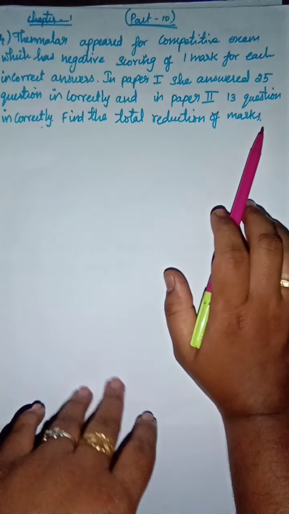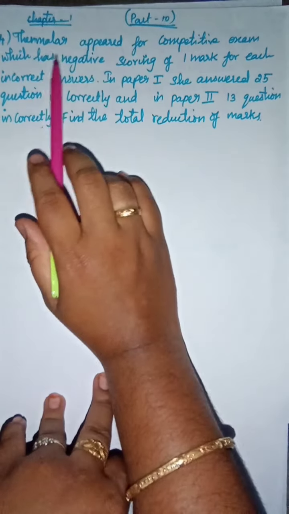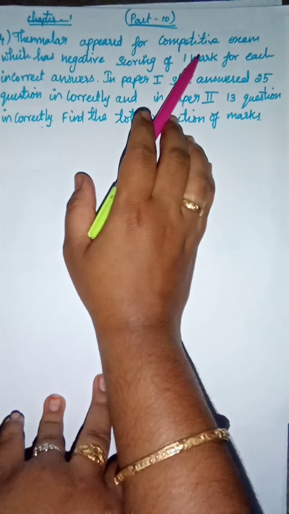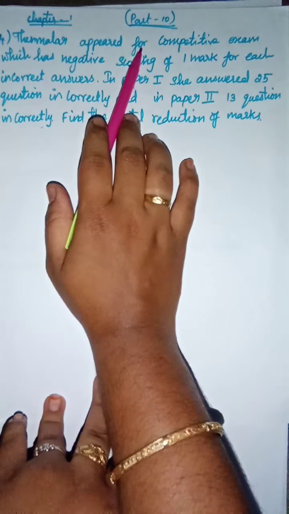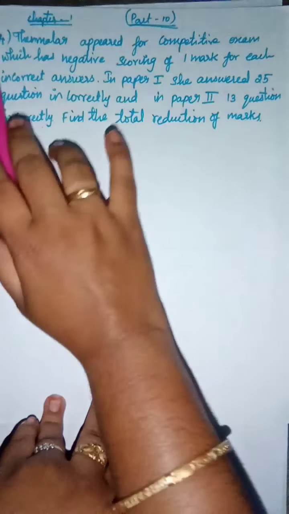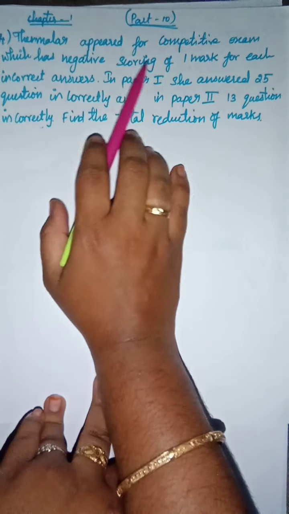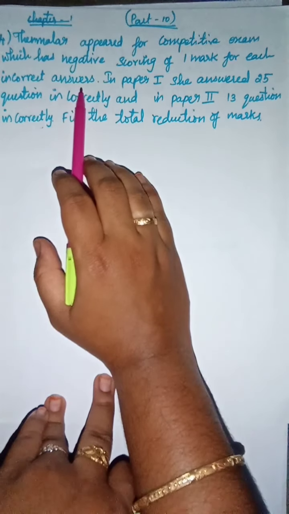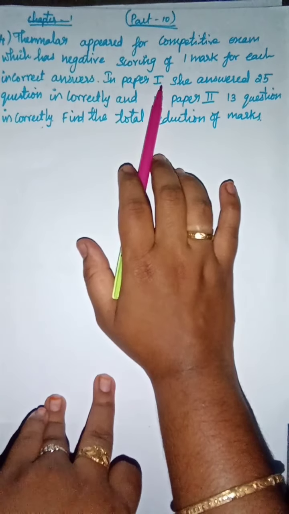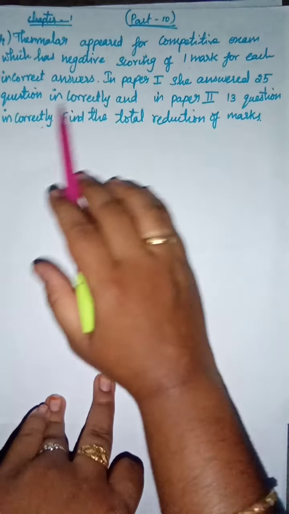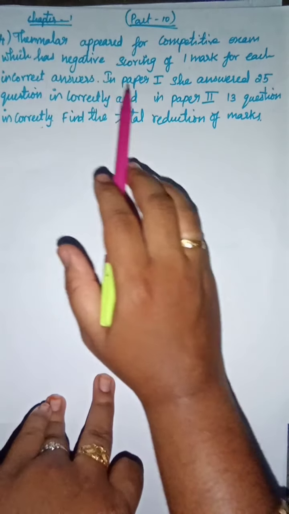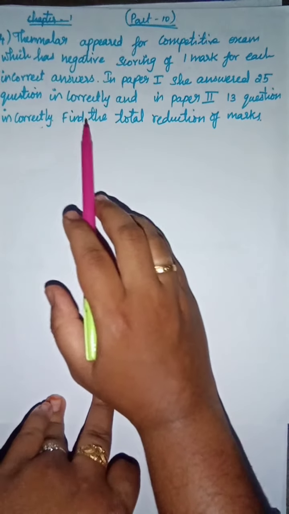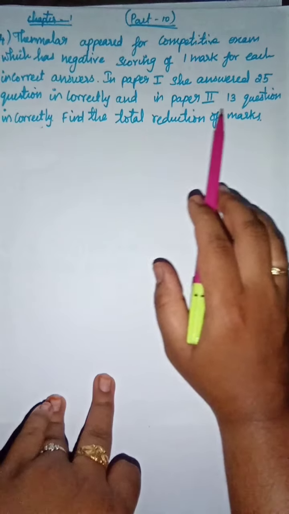Now I will read it another time, just listen. Thain Malar appeared for a competitive exam which has negative scoring of 1 mark for each incorrect answer. In paper 1 she answered 25 questions incorrectly, and in paper 2 13 questions incorrectly. Find the total reduction of marks.